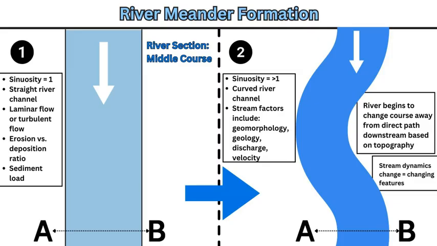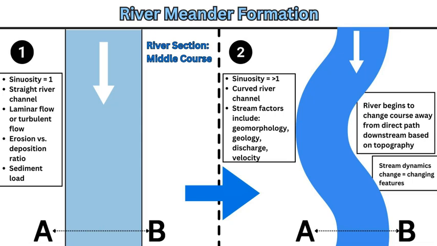Moving on from stage 1, a straight line river channel, you have certain factors that change, which will start to influence the river to create a meander. The first change is the location where this happens.